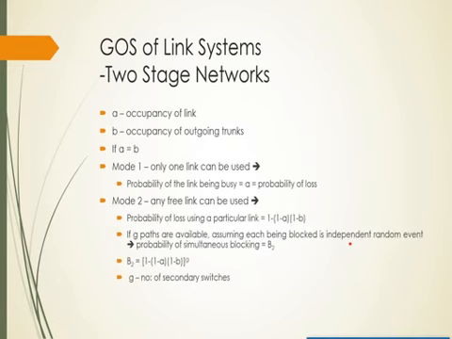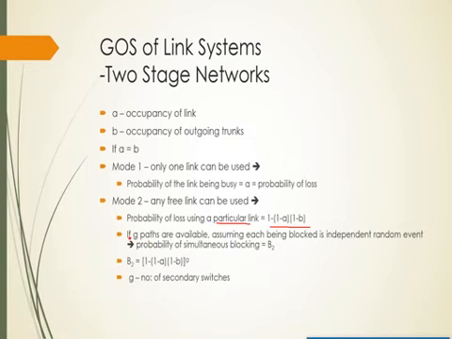In mode 2, what it specifies is any free link can be used, so we have to identify what is the overall grade of service. Now here, the probability of loss of a particular link is given by 1 minus A into 1 minus B. So this is as per the previous slide what we had discussed. So the probability of loss, which is nothing but the probability of blocking in our case for that particular link.